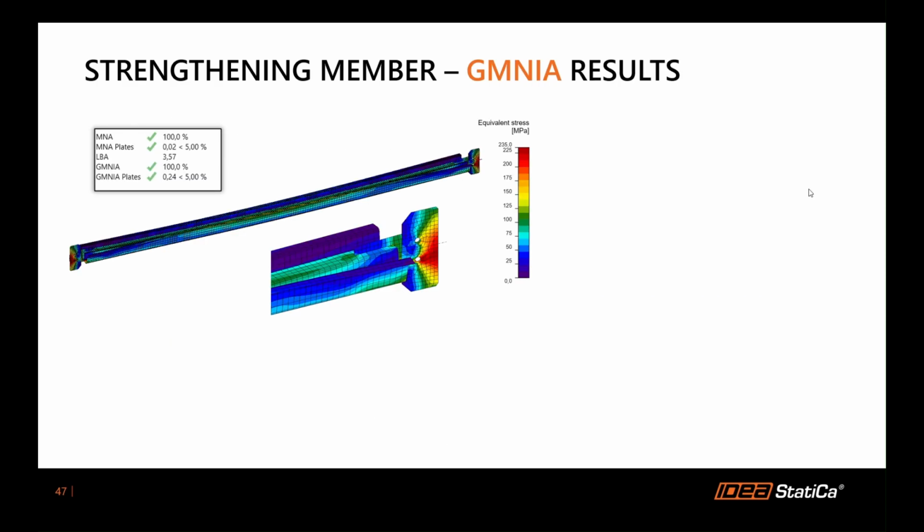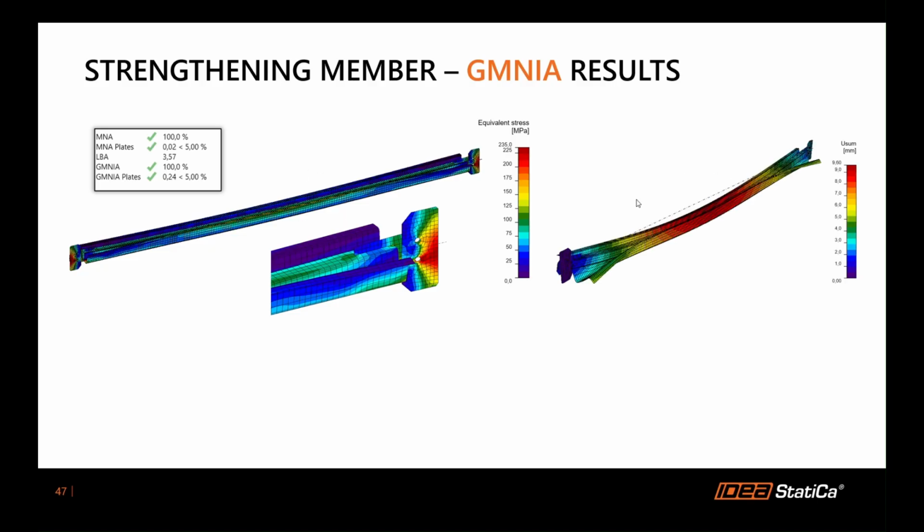Now we apply the imperfection and go into the GMNIA results. And you see here the results are fine. There is no stability issue. The strain in the plates is increased from 0.02 to 0.24, but it's still below 5%, and 100% of the load is applied. So that's good. You see the stress results and the deformation results here, which are a bit exaggerated.